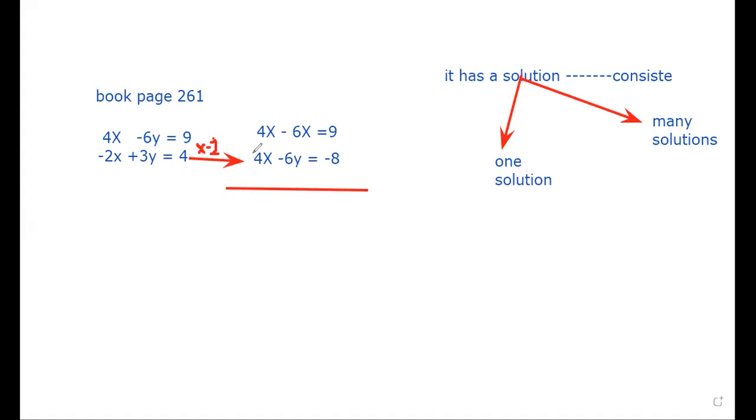But Miss, in the first equation, you wrote 6x, not 6y. Oh, I'm sorry. Thank you. So this one is 6y. Okay. Thank you, Nana. Right. Now, how can we solve this?